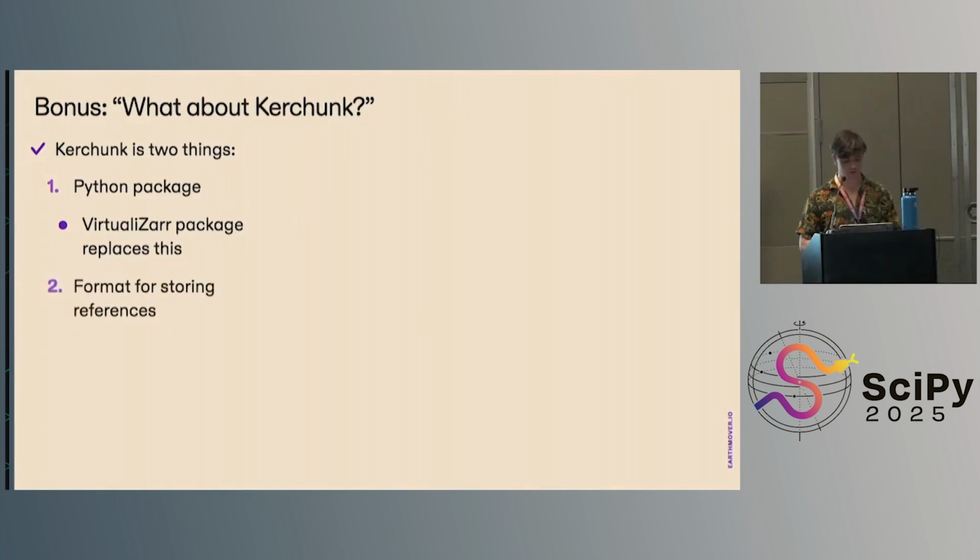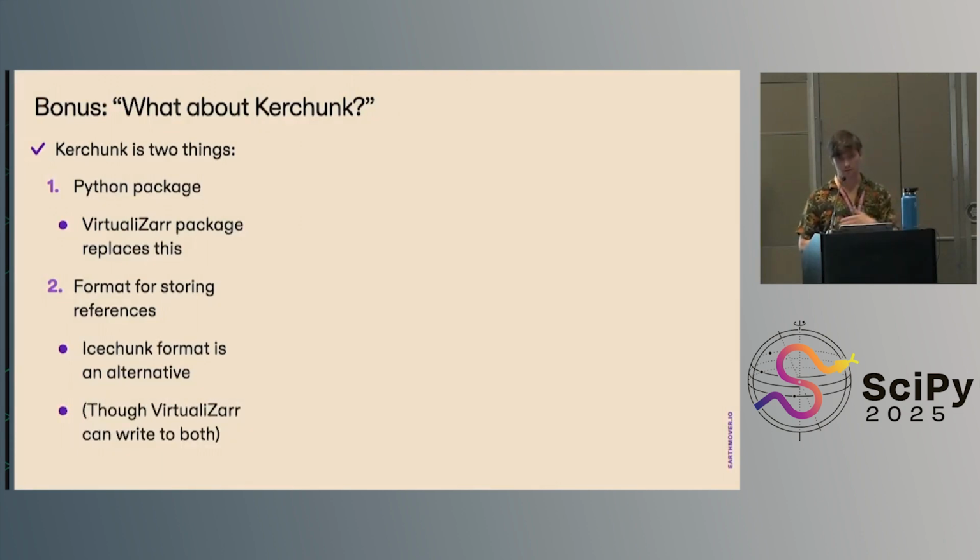The second thing that Kerchunk is, is a format for storing the virtual references. So Kerchunk can store them as JSON or Parquet. And the Icechunk format is an alternative to that part of Kerchunk. VirtualiZarr can actually write to both of these. VirtualiZarr has a to_icechunk method. It also has a to_kerchunk method, which predates the to_icechunk method.